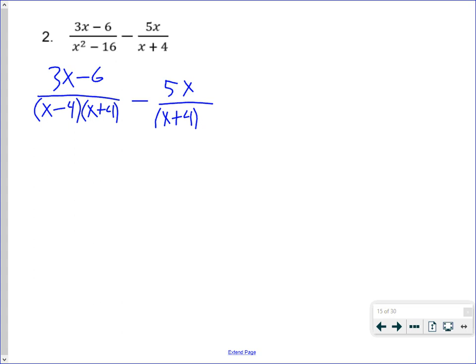Now that we've factored the denominators, we want to compare them and see what each denominator is missing compared to the other one.